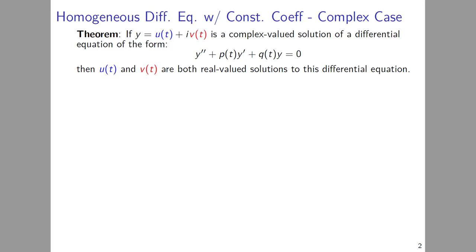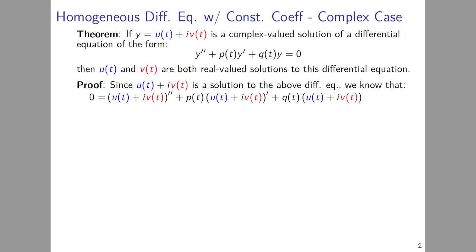Even though y is a complex solution, it is written in a way so that the imaginary part is isolated as the coefficient of v of t, but u and v themselves are real. To prove this, we'll use that u of t plus i times v of t is a solution to the above differential equation. So we know that if we plug it into that equation, the equation will be true. That is, 0 is equal to the second derivative of our function, u of t plus i times v of t, plus p of t times the derivative of u of t plus i times v of t, plus q of t times our function u of t plus i times v of t.